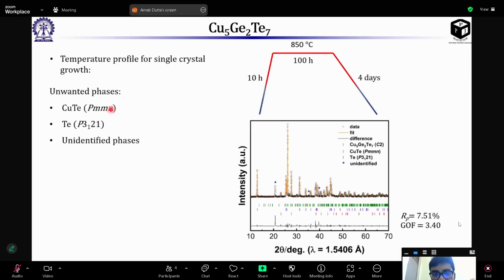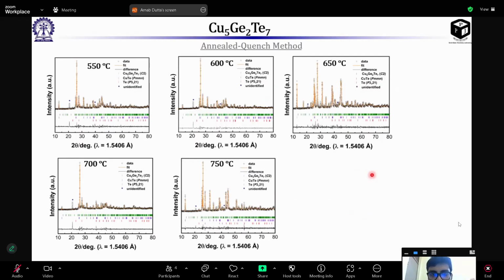Now, I tried to synthesize the compound in bulk phase in our lab using the same temperature. But unfortunately, we have copper telluride and tellurium as impurity phases, as well as one unidentified phase, which I do not know what it is. And then I tried annealing and Cohen's method at various temperatures. Also, the same result is coming: copper telluride and tellurium are there.